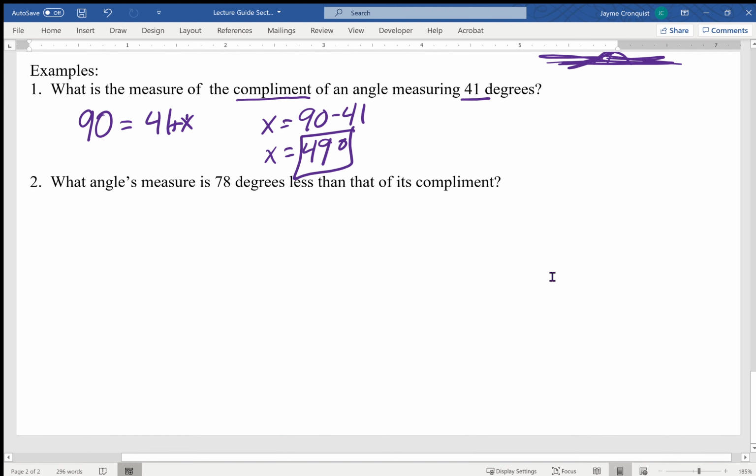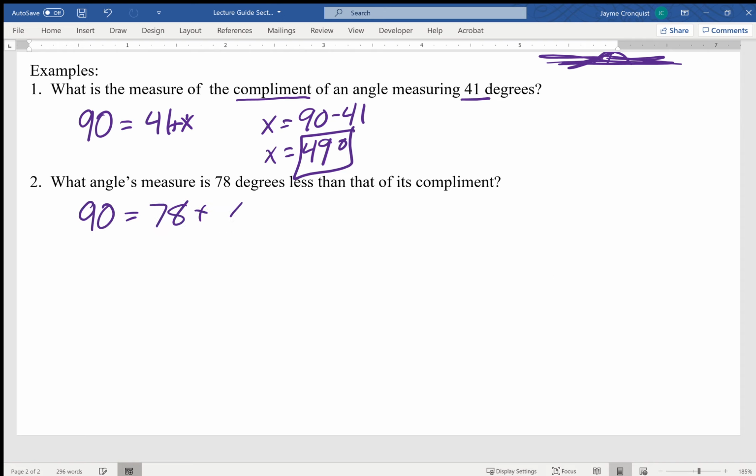What angle's measure is 78 degrees less than its complement? Again, that means they have to add to 90. So we're going to find it by doing 90 minus the 78. So 10 to get down to 80 and another 2. So x is 12 degrees. And there we are. Okay. Hopefully that helps you remember all those silly little geometry things.